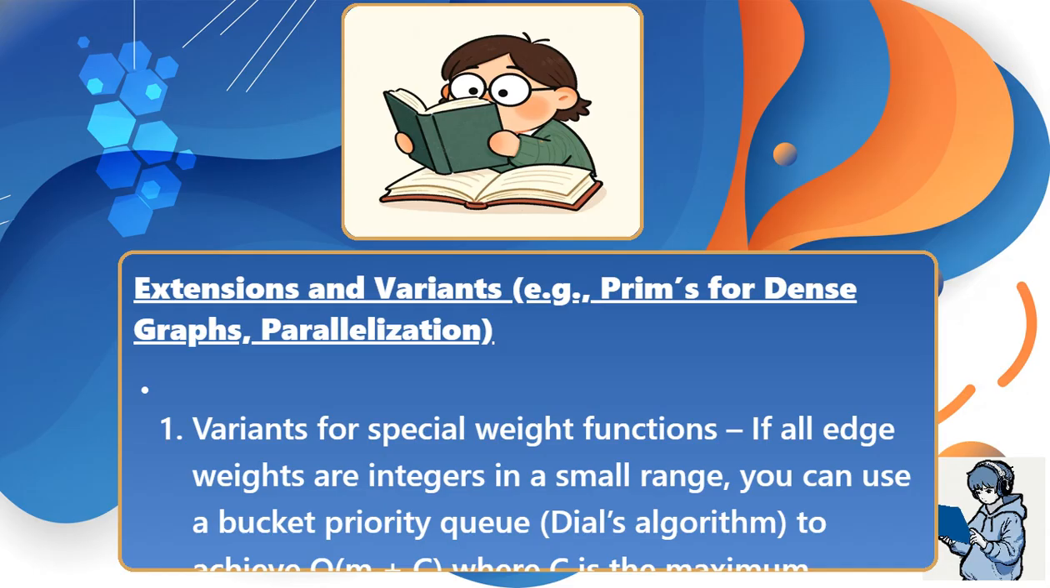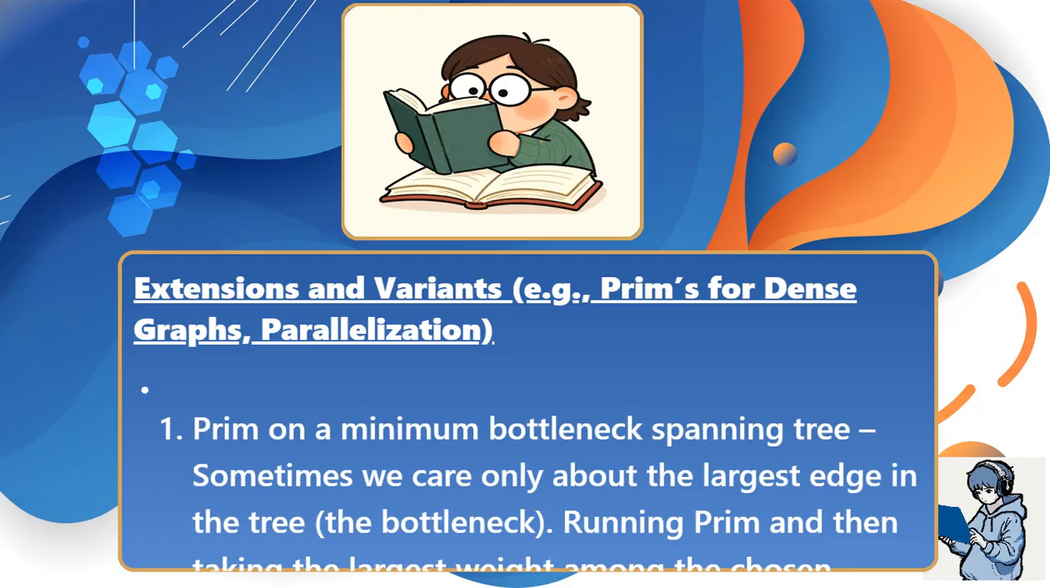3. Variants for special weight functions. If all edge weights are integers in a small range, you can use a bucket priority queue, Dial's algorithm, to achieve O of m plus c, where c is the maximum weight, often linear. 4. Prim on a minimum bottleneck spanning tree. Sometimes we care only about the largest edge in the tree, the bottleneck. Running Prim and then taking the largest weight among the chosen edges yields a minimum bottleneck spanning tree, which is useful for designing networks where the weakest link determines performance.